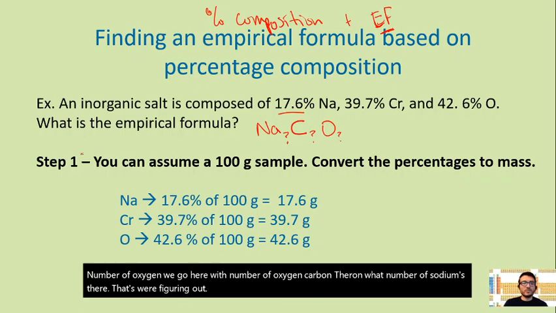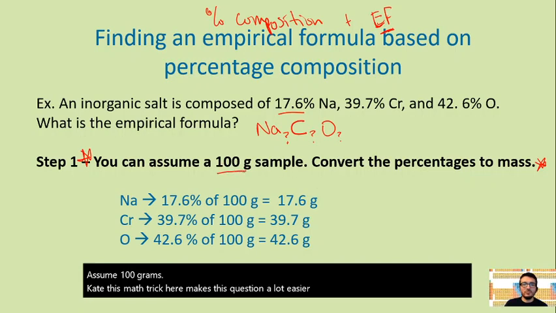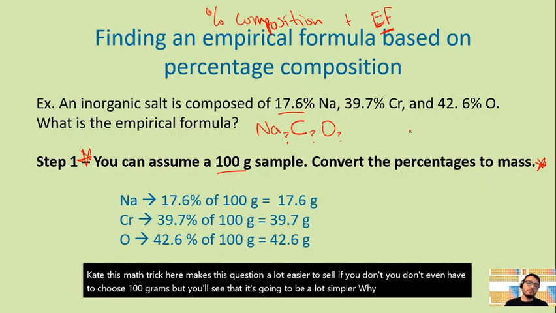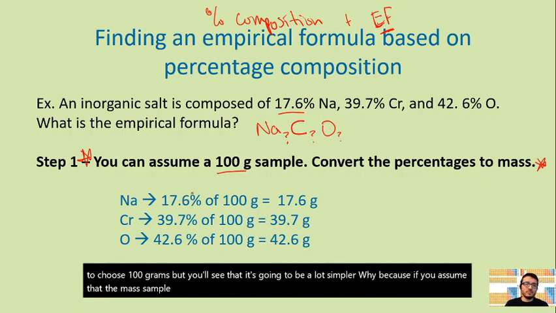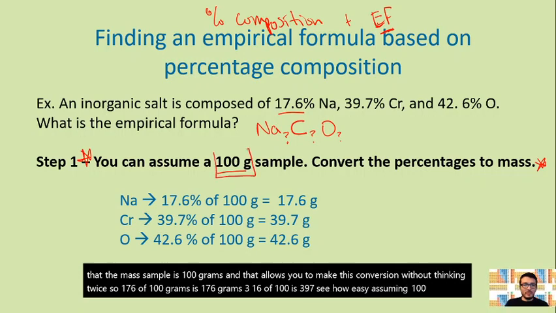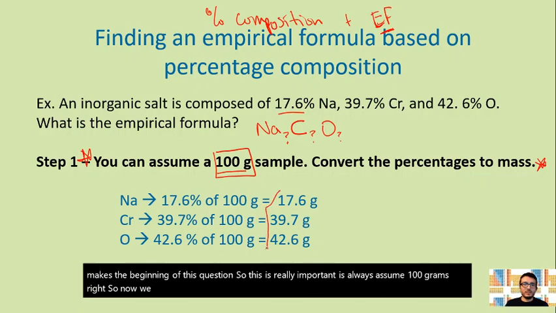So first and really important step, assume 100 grams. This math trick makes this question a lot easier to solve. You didn't have to choose 100 grams, but you'll see that it's going to be a lot simpler. Why? Because if you assume that the mass of the sample is 100 grams, then that allows you to make this conversion without thinking twice. So 17.6% of 100 grams is 17.6 grams. 39.7% of 100 is 39.7. See how easy assuming 100 grams makes the beginning of this question. So this is really important. As always, assume 100 grams. Now we have individual masses of these substances.